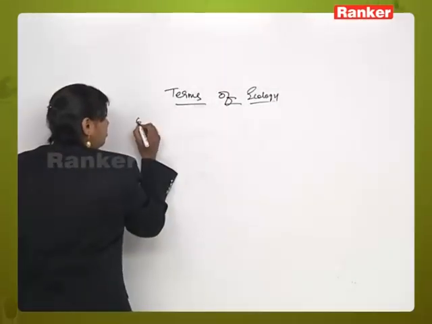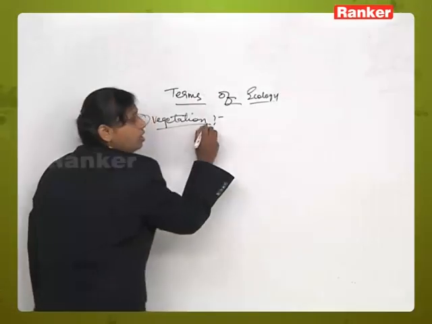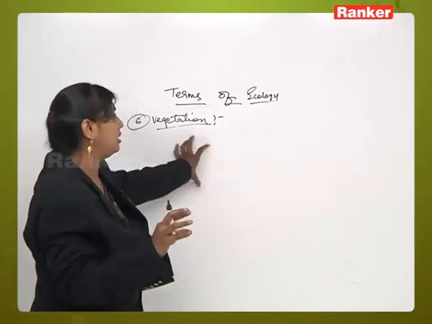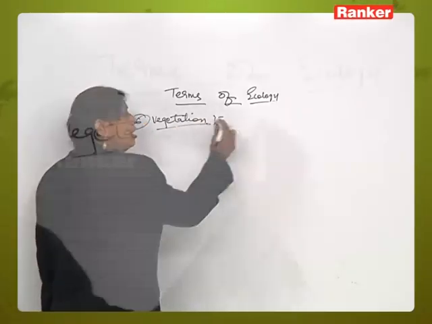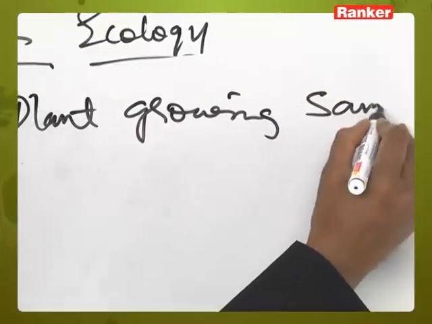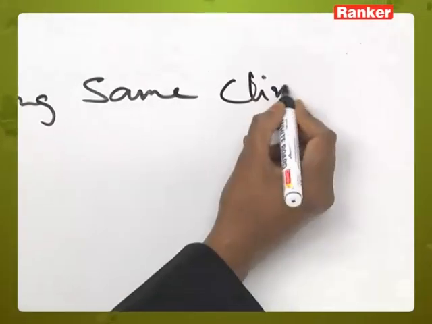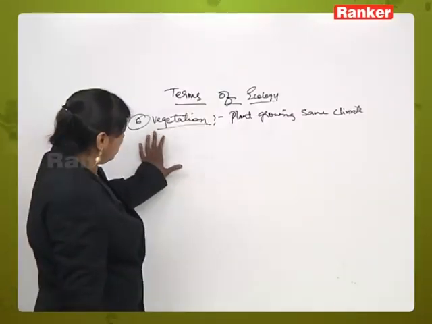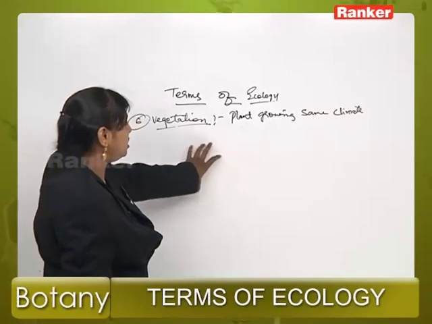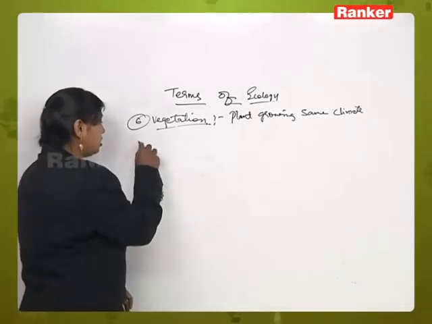Next one, the sixth one, is vegetation. We all know what vegetation is here. Vegetation is the assemblage of plant growth in the same climate, an assemblage of plants growing under the same conditions or same climate over a wide area. A group of plant communities growing under the same climatic conditions is called vegetation. So the units are called vegetative units.